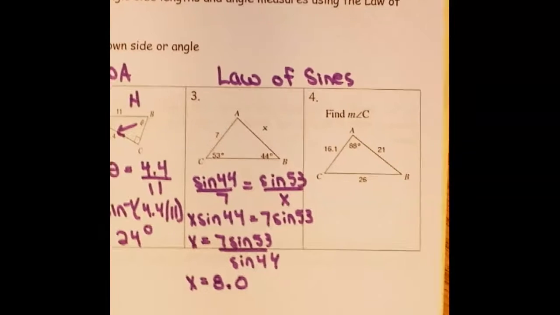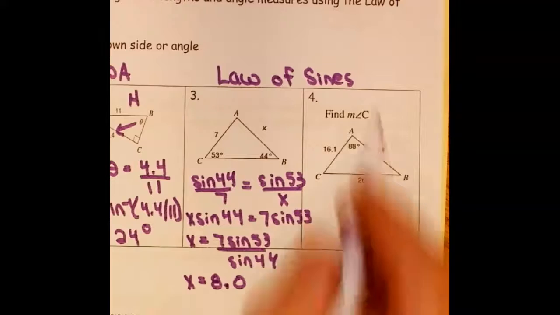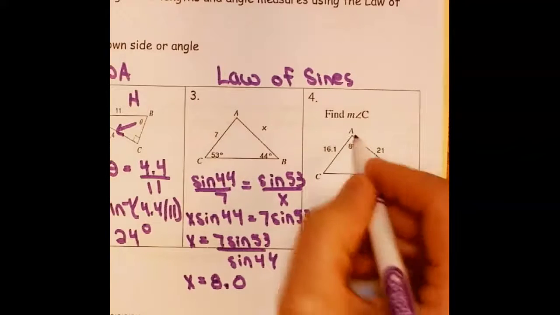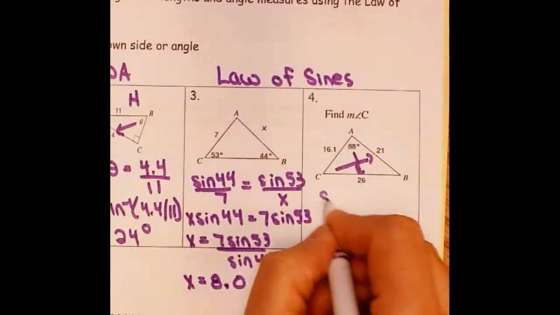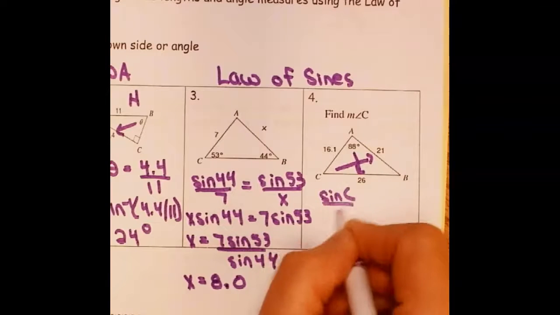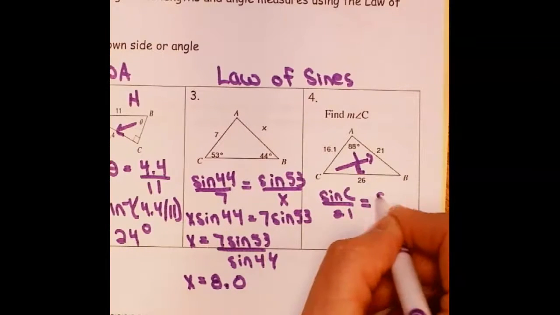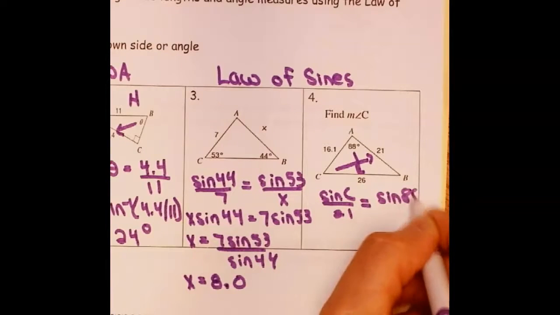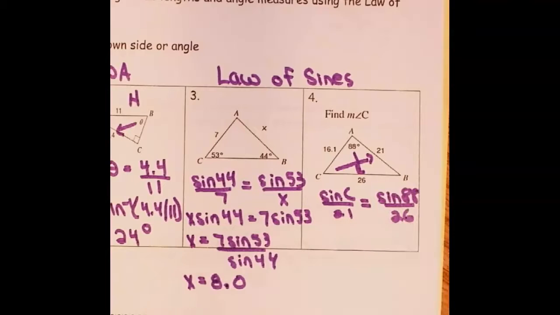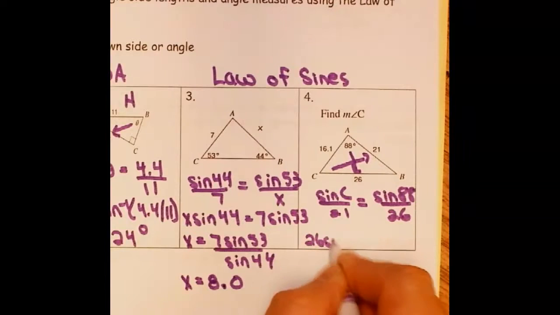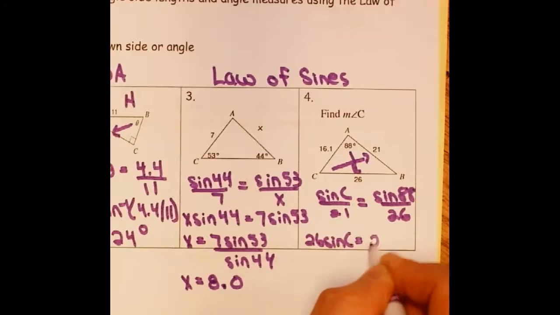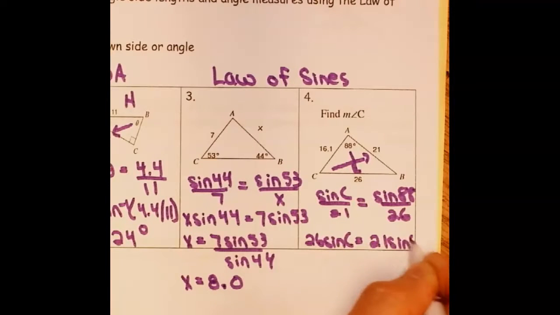Same thing with the last one. Again, we don't have a right angle. We're looking for the measure of angle C. So again, I see these and then those two go with each other. So we've got sine of C over 21, sine of 88 over 26. Let's cross multiply: 26 sine of C, 21 sine of 88.